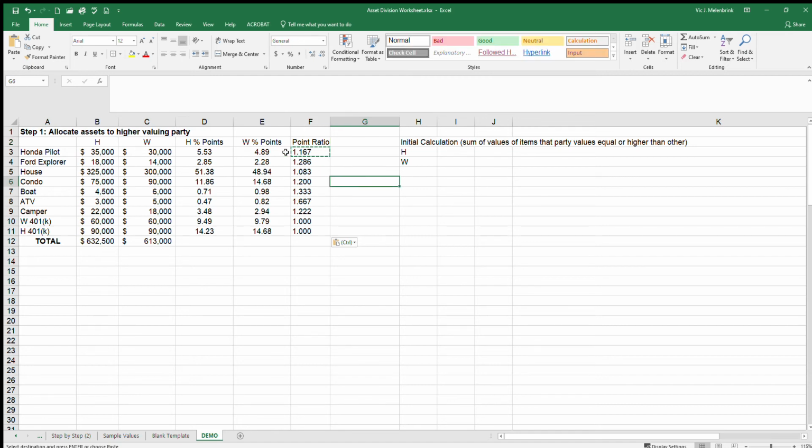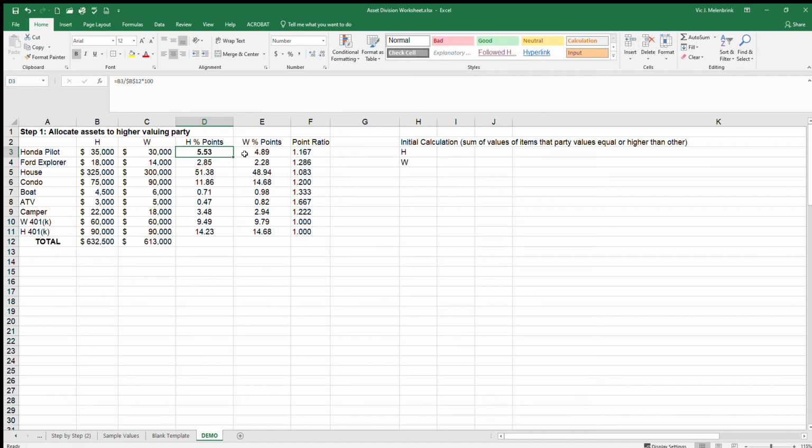Okay, so now that we've got our husband percentage points, here's his listing of weights, here's wife's weights. We need to get the initial calculations. This is the sum of the values of the items that the party values equal or higher than the other. Here's what you do to figure that out. You go through each line, and I bold whichever of these points is higher. Whichever person weights this higher, they get a bold.